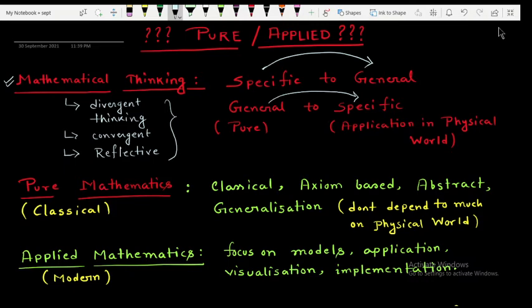And general to specific means suppose you have studied a general theory, and after studying that theory you are able to solve various types of problems based on that theory, then that process is called general to specific. Now always remember, these general theories are related to pure mathematics, and specific, that means application in the physical world, this type of concept is related to applied mathematics.